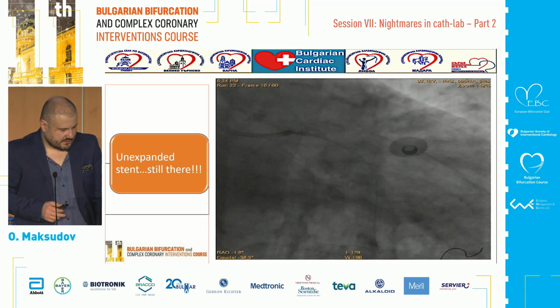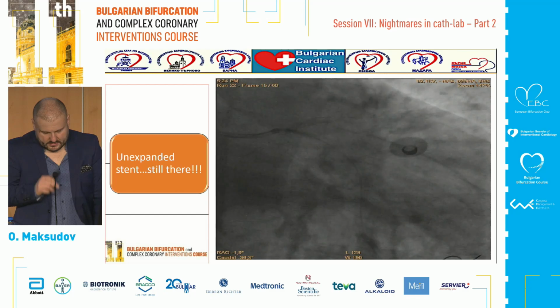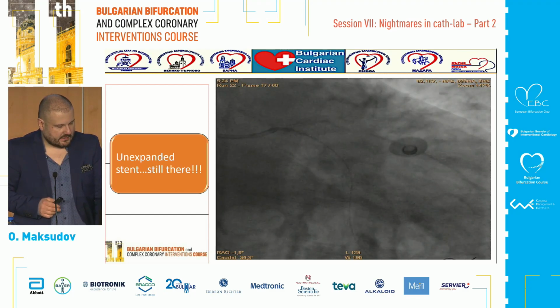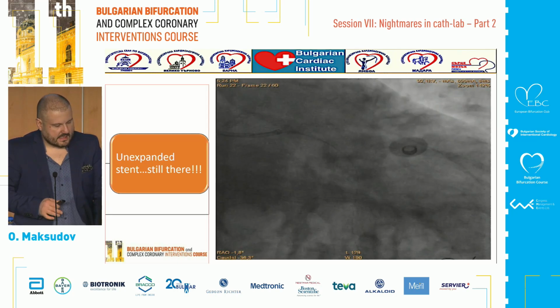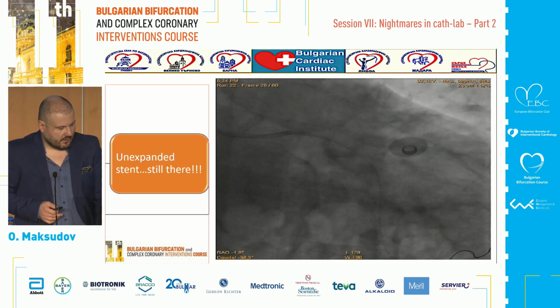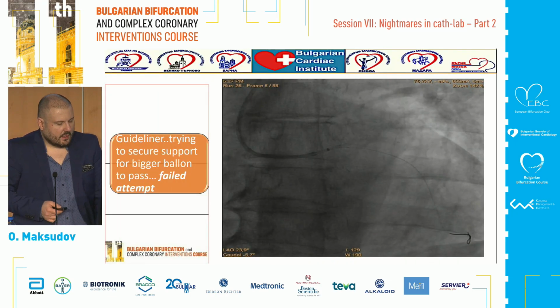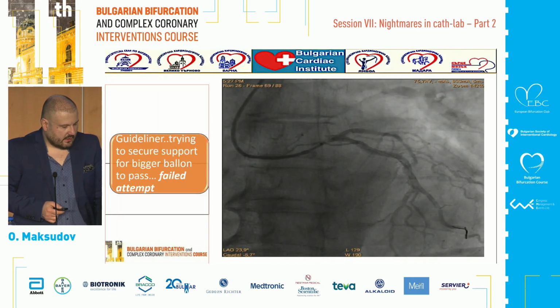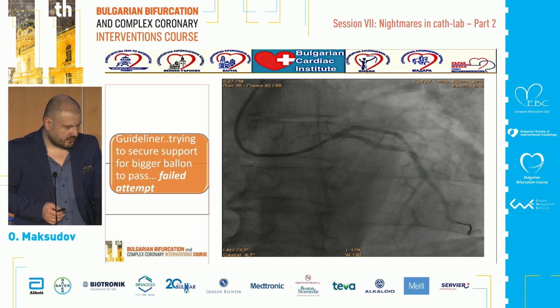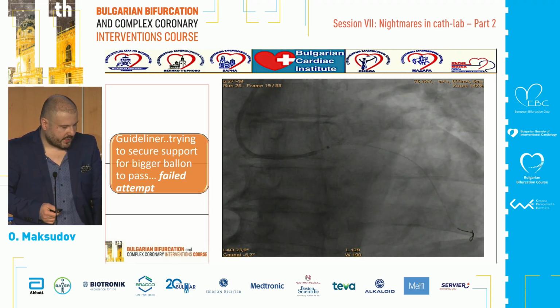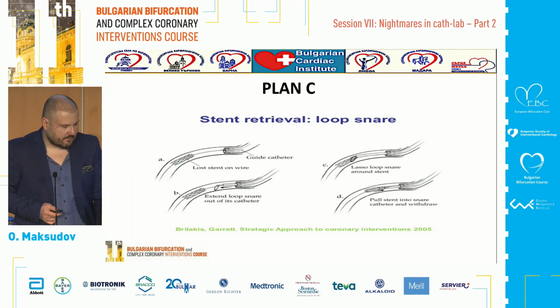What really happened is that the wire went through the struts of the LAD stent that were protruding into the left main, and the stent got stuck in the previously implanted stent in the ostial part of the LAD. Then we took the Guideliner, trying to secure better support for a bigger balloon to pass, but that was also a failed attempt.